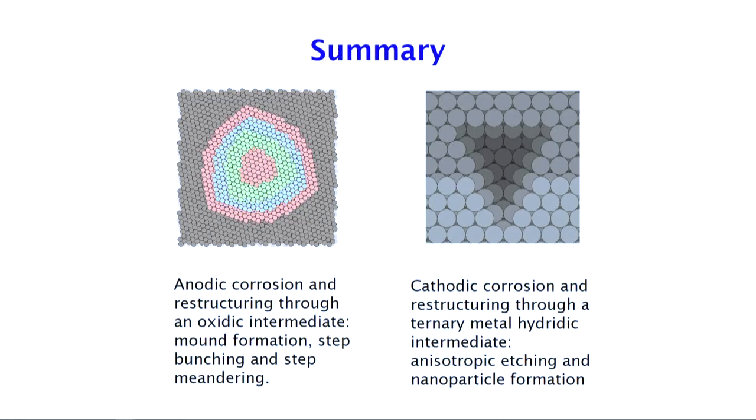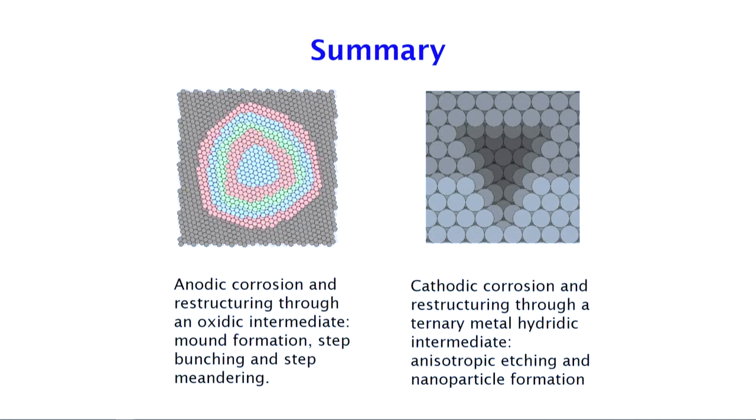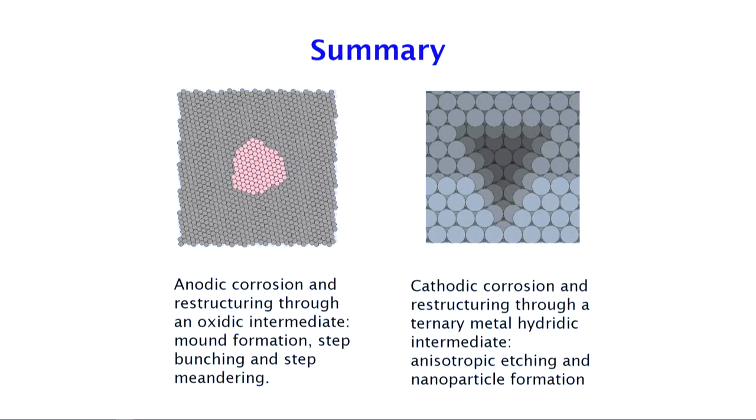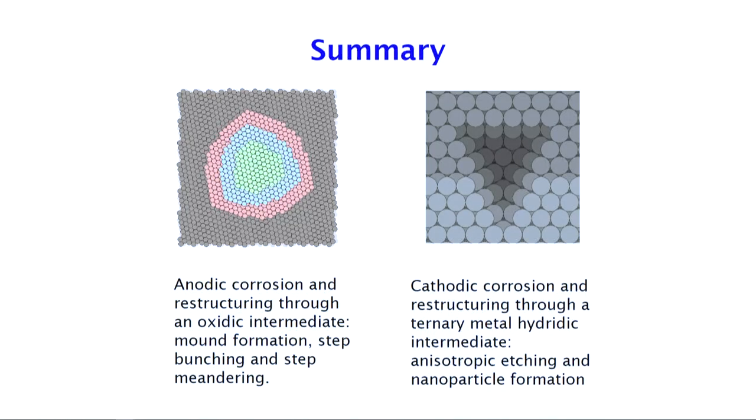And the other thing I would like to mention is that this process is much more detrimental to platinum than anodic corrosion. So platinum dissolves really rapidly under cathodic conditions because it's not protected by anything. And here at least it's protected by an oxide layer.